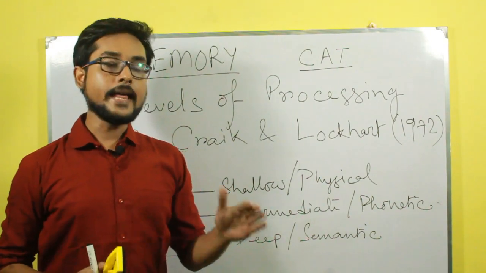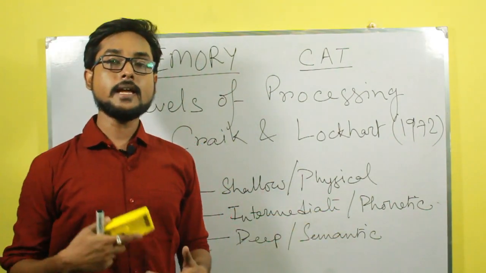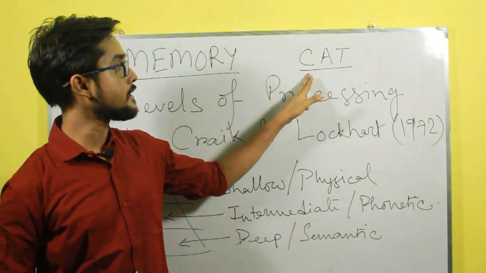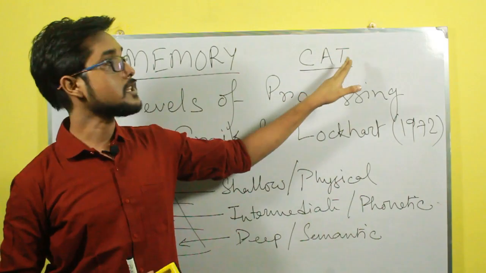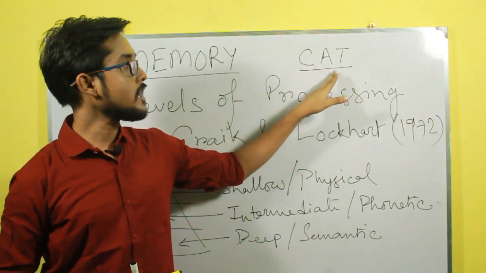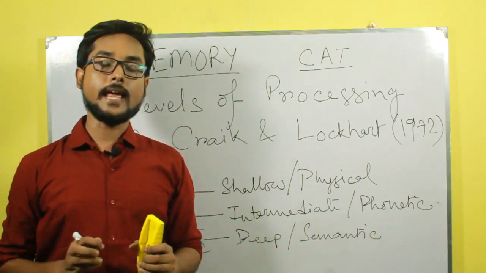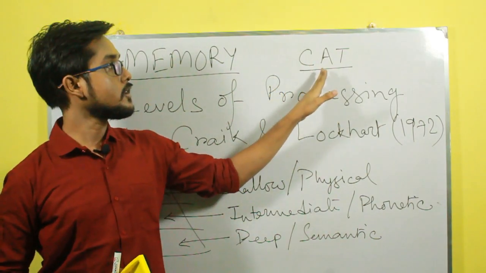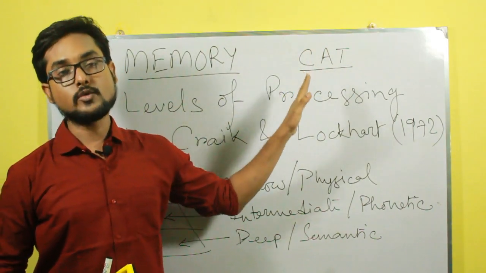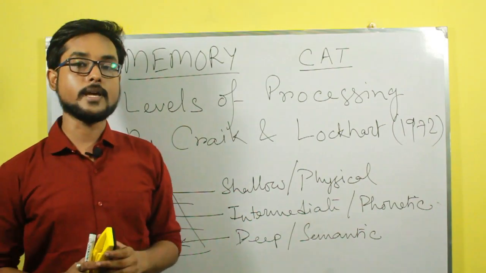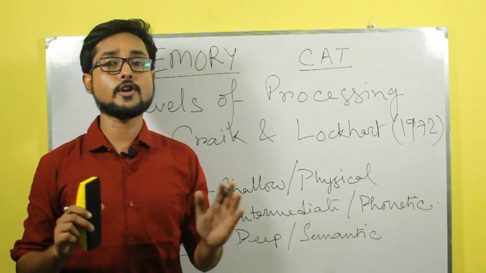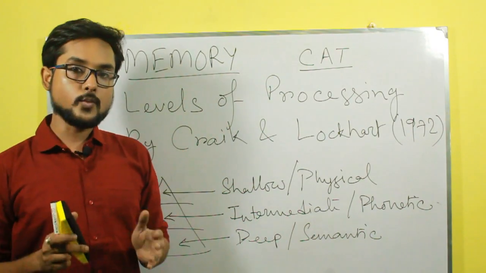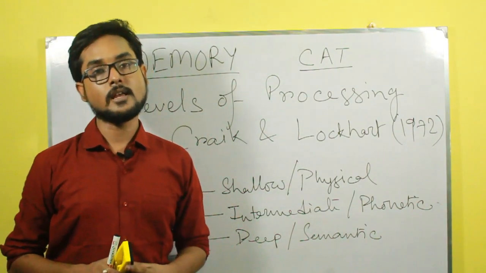Next, in the intermediate or phonetic level, if we teach that child the phonetic pronunciation of these particular letters, like the first letter is C, the second letter is A, and the third letter is T, and the entire word sounds cat, the child will be able to remember it for a longer period of time, and he will be able to understand that this particular organization of these letters sounds cat. But this information will be temporary and will not be stored for a longer period of time if this word is not associated with a meaning. That is when the deep and semantic level of processing comes into play.